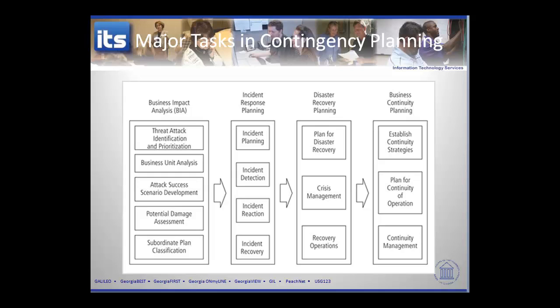Okay, that's all for now. When you come back, the next video is going to look at incident response planning and how it fits within the larger picture.